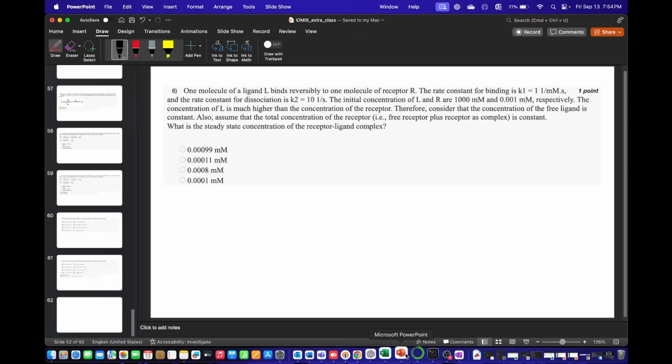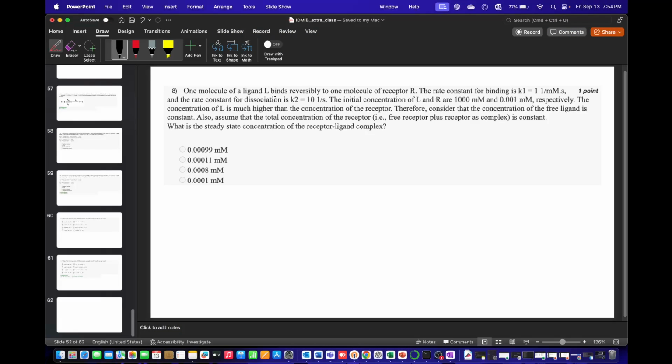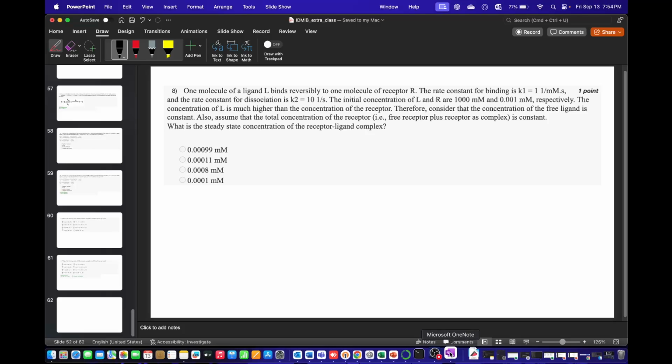Okay. The question says L binds reversibly to a molecule of R, so basically the rate constants are given, forward and reverse. Initial concentrations of L and R are given. The concentration of L is much higher than the concentration of the receptor. Therefore, consider free ligand to be constant, and also assume the total concentration of the receptor is constant. Okay, what is the steady state?